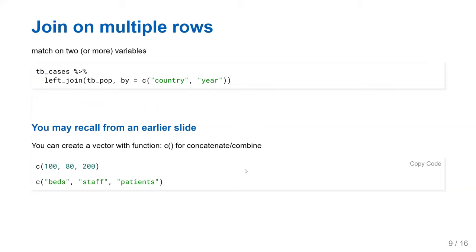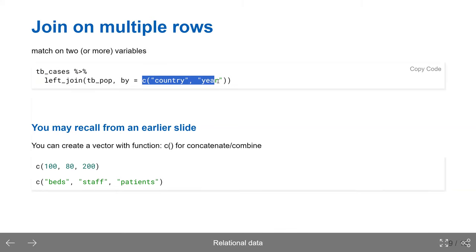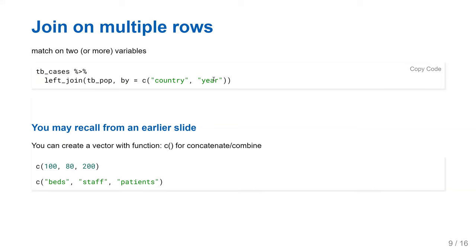And it just gives you a reminder of the fact that concatenate creates a vector. So what we just did is we fed it a vector so that it could join the two data sets according to that vector.